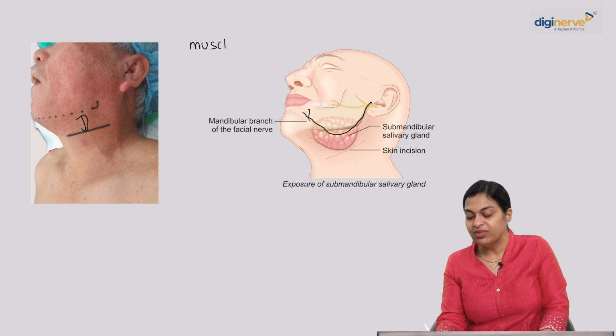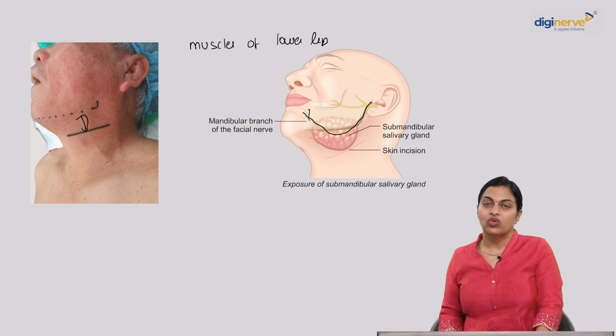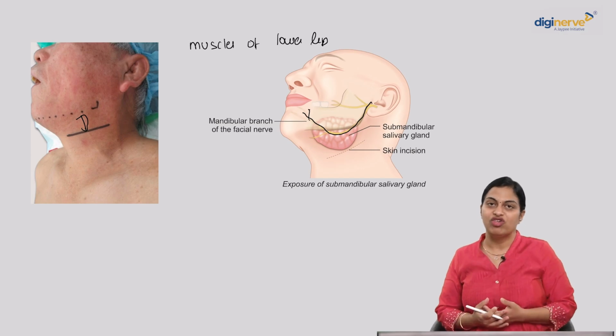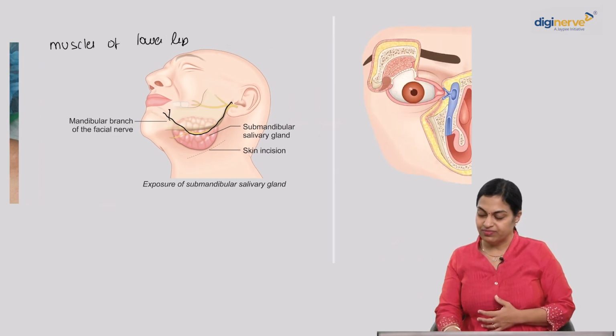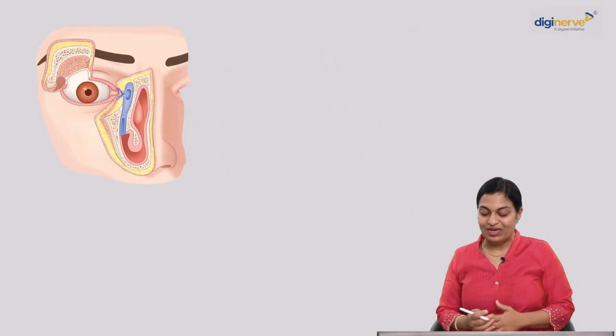The marginal mandibular nerve supplies the muscles of the lower lip. So those are paralyzed, leading to facial asymmetry. Fine. Coming to the lacrimal gland.